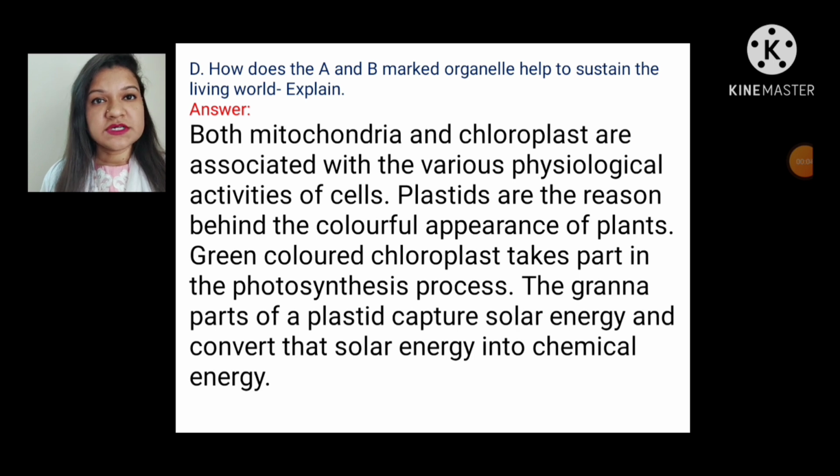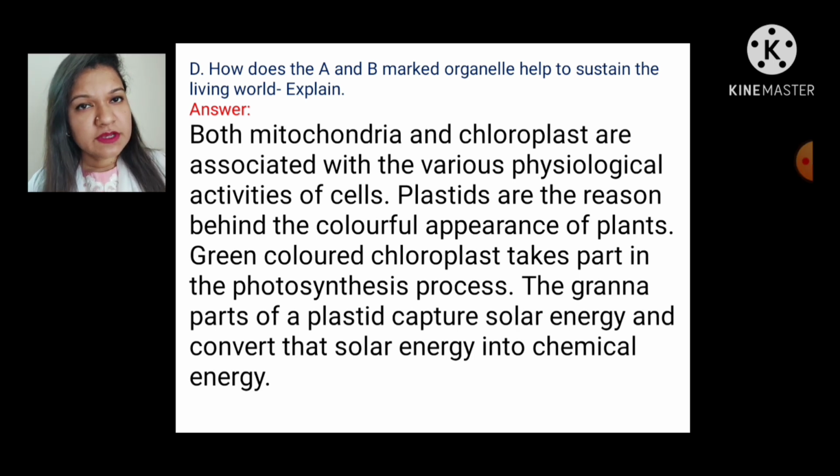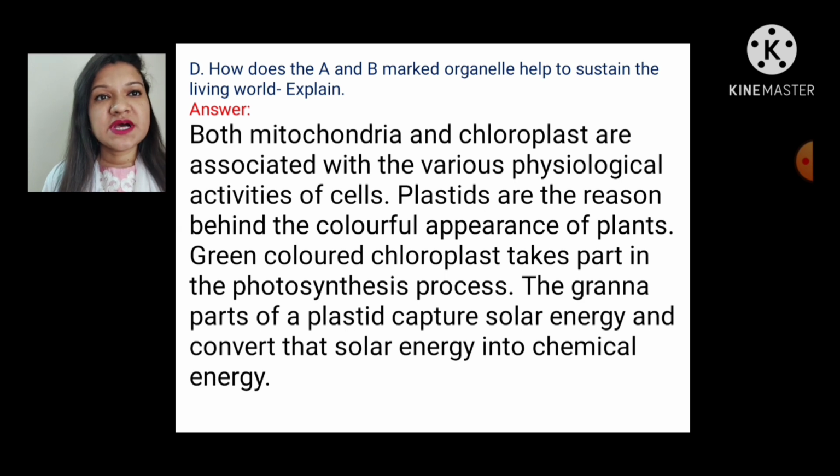Now, the higher ability question, number D: how do the A and B marked organelles help to sustain the living world? Explain. So, we saw what A and B marked organelles actually are. Now first of all again you have to write the knowledge based part, like what the A marked part is and what the B marked part is. Then you have to answer how these organelles help to sustain the living world.